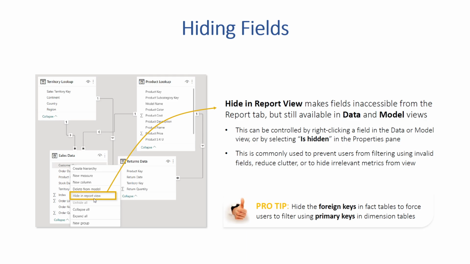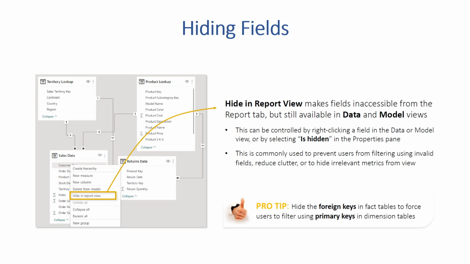Why do we require it? Hiding in the report view makes the field inaccessible from the report tab, but it is still available in the data and the model view. This can be controlled by right clicking the field in the data or the model view, or by selecting hidden in the property pane. This is commonly used to prevent users from filtering using invalid fields, or to hide intermediate metrics from the view. One tip: hide the foreign key, not the primary key.